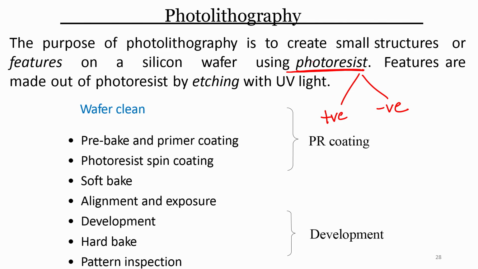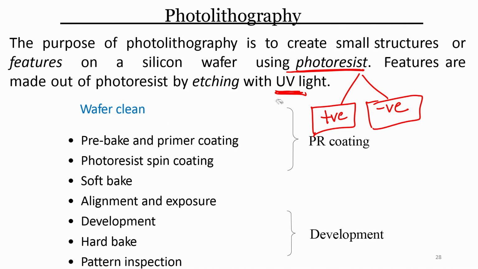So, based on the exposure to positive and negative photoresist, some area will be stronger, some area will be weaker. This weaker area can be developed in a photoresist developer, and thus it says that etching with the help of UV light. Because we are using UV light in the photolithography, it is also called UV lithography. UV stands for ultraviolet. So, what is the procedure?